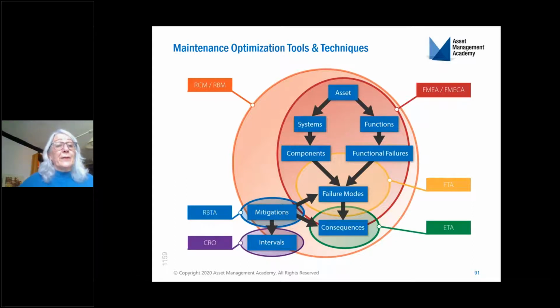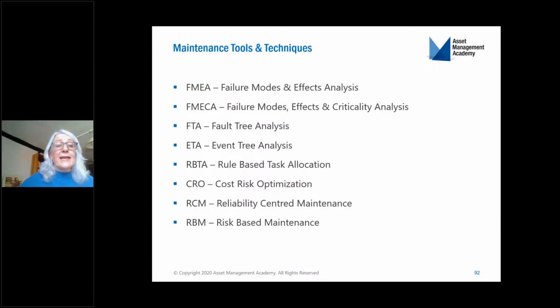So this is the world of maintenance optimization, and here are, if you ever need to, the acronyms: failure modes and effects analysis, failure modes, effects and criticality analysis, fault tree analysis, event tree analysis, and RCM, reliability centered maintenance. Now, having gone through that, like risk assessment, it's actually easier to do it in practice than to talk about it for very long.